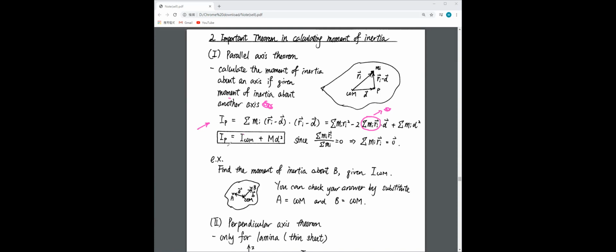Okay. Then you get these two terms. This one is more of an inertia about the center mass, and this term is the total mass times d squared. Okay, this one.